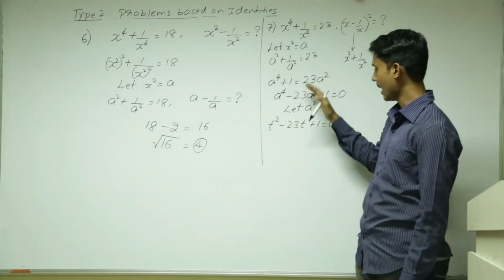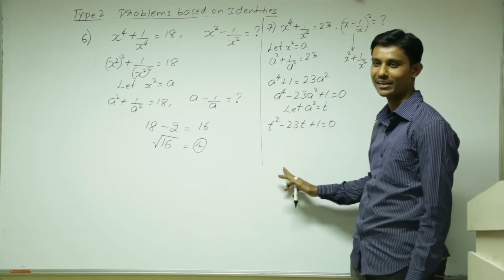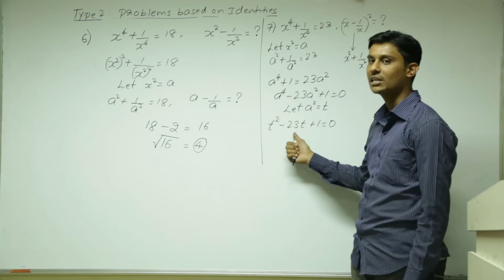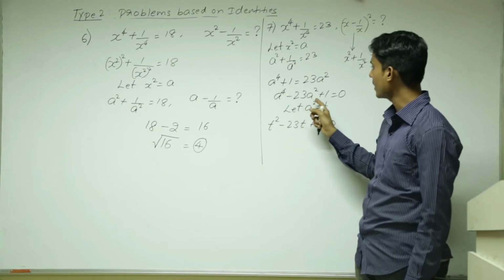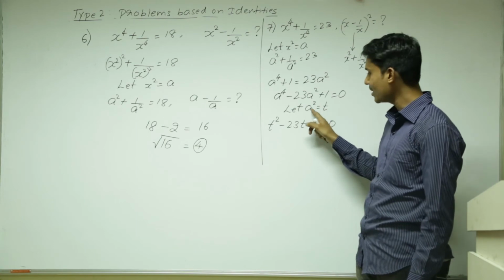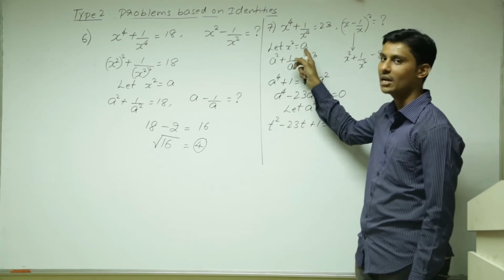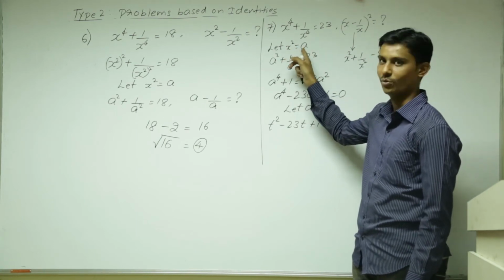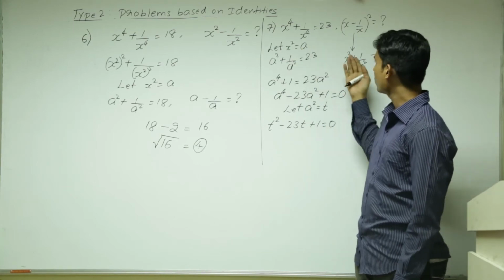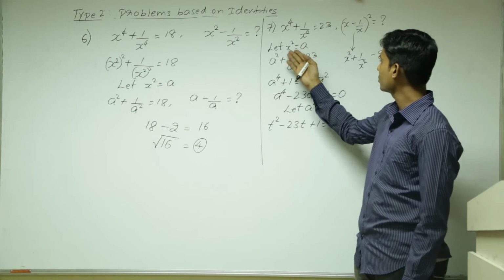Clear with method 1? I am not interested in solving all these quadratic equations. What I am telling is simplify this. You will get t value. Substitute the t value in this case. You will get a square is equal to some value. From there you will get a value. Substitute a value here. You will get x value. Substitute x value here. Or you need not substitute x value here. What is this? This is nothing but x square is a.